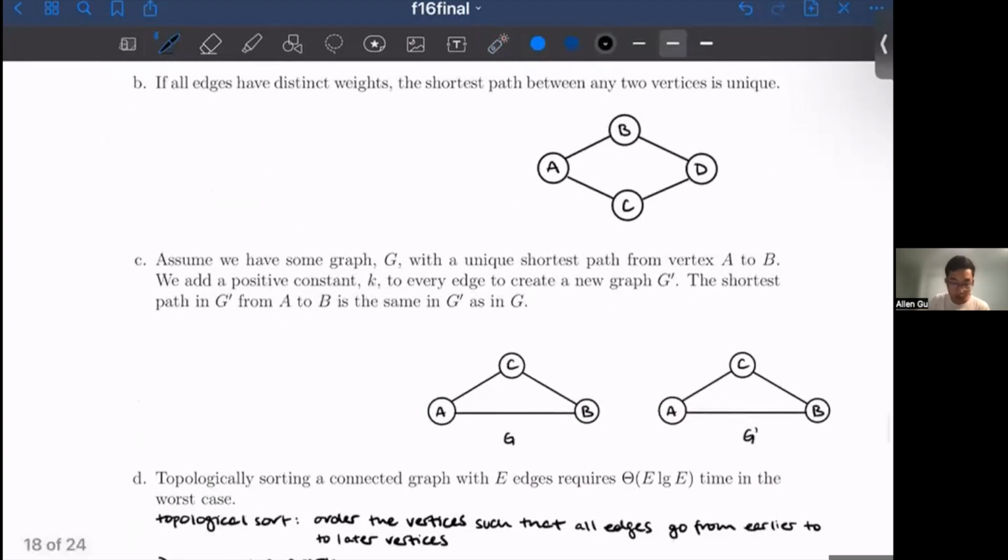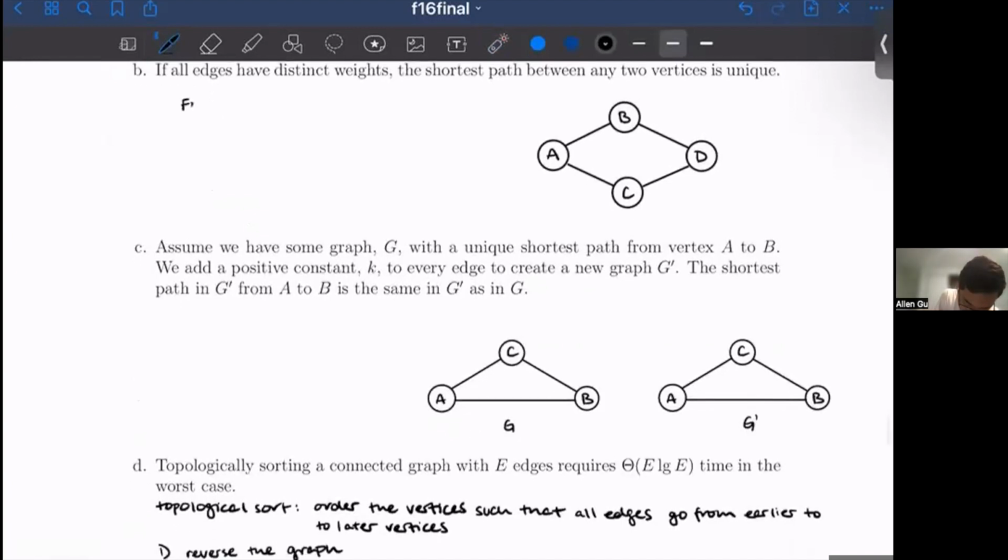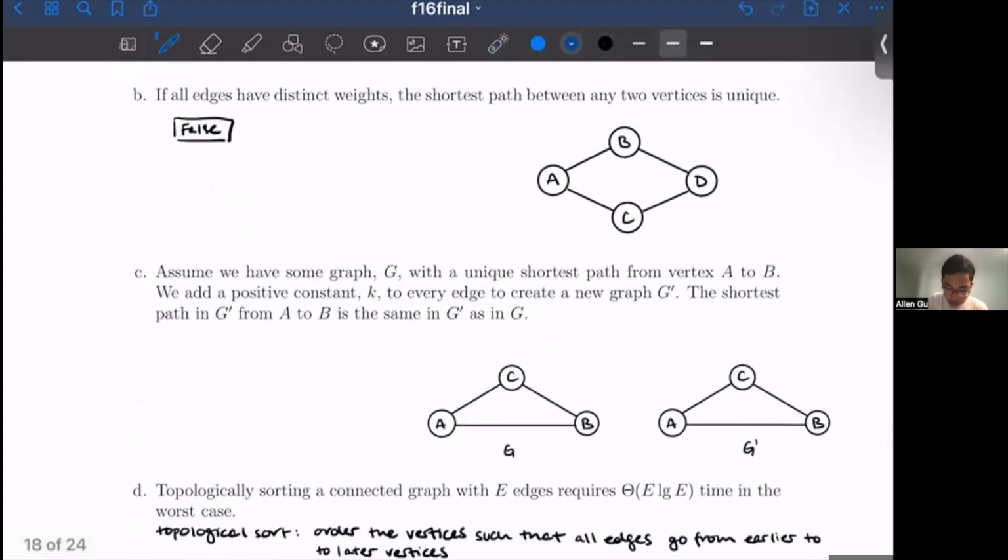Moving on to part B, the statement is: if all edges have distinct weights, the shortest path between any 2 vertices is unique. In this case, we'll find that it's false, and let's come up with a counterexample. Let's say that we have this graph on the right with 4 vertices A, B, C, and D, and we're trying to find the shortest path from A ending at D. Here there are 2 paths that we can take. We can either go from A to B and then B to D, or we can go from A to C and then C to D.